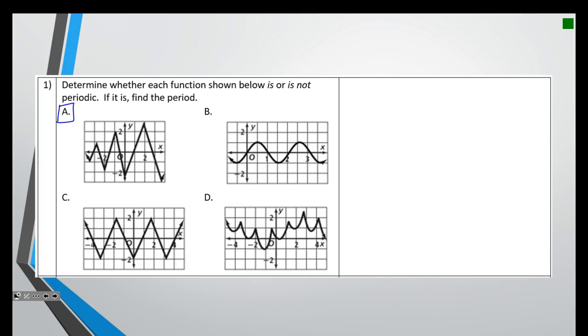Question A is not periodic. And the reason I can see this right away is if you look at these peaks, the y values are changing. So this first peak is at 1, the second peak is at 2, and then this one is at 3. So because those are not repeating themselves, even though it looks like it's kind of the same shape repeating itself, because the y values are changing, part A is not periodic.